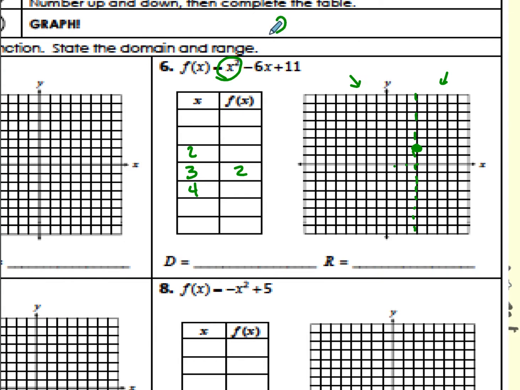Okay, so now I'm going to go ahead and plug in 2. So when I plug in 2, I get 2 squared minus 6 times 2 plus 11. So that's 4 minus 12, which is negative 8. Negative 8 plus 11 is 3.